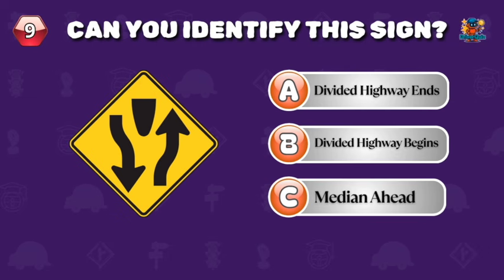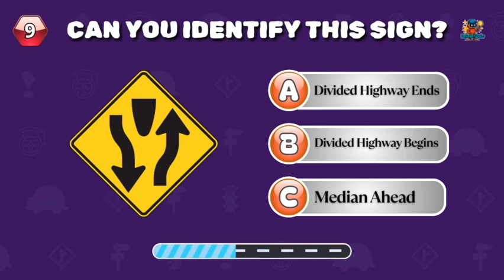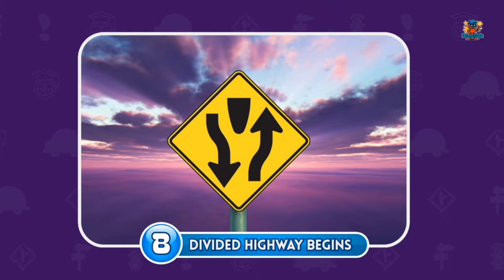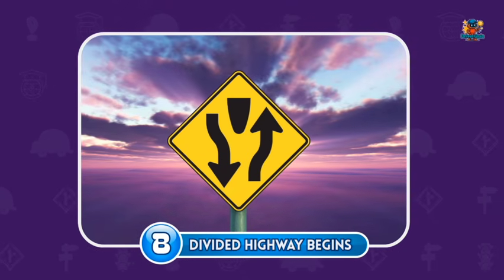Question 9. A. Divided highway ends. B. Divided highway begins. C. Median ahead. B. Divided highway begins. Stay on your side. The road is now split by a median.